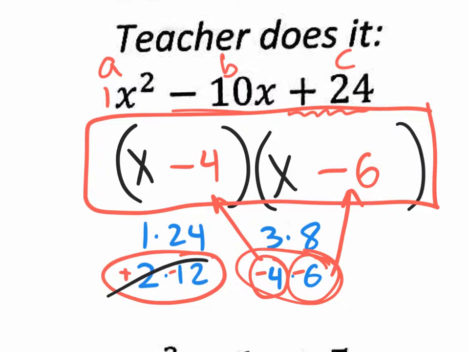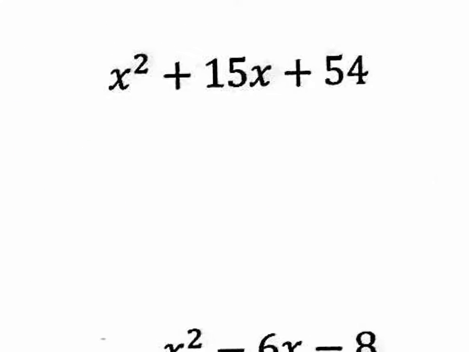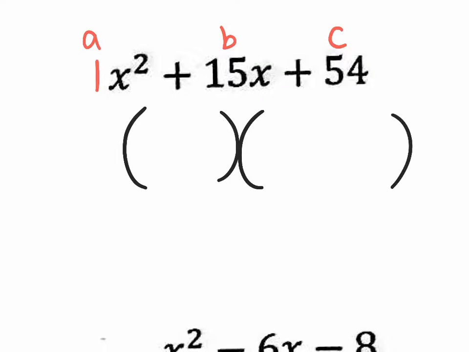Let's look at a couple more examples so you can see how easy this really is. Right here, we do have a quadratic trinomial. The a value is 1, the b value is 15, the c value is 54. So I know since the a value is 1, I could put an x right here and an x right there. Now, what times what is 54 that if you add together is 15? What was that? 9 times 6.